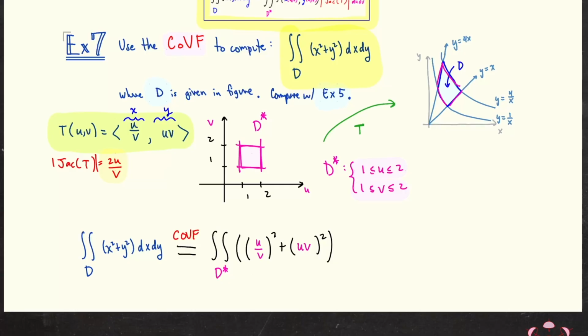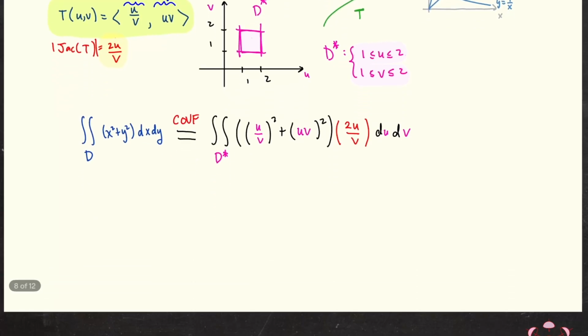Next up, we remember we have to do the Jacobian, so let's multiply that by 2u divided by v. And finally, we have the new variables, du dv, which we always take a minute to think: do we care about the order? So to answer that, we look at the domain of integration. Since D star is a box, well, I can write these in any order, okay, since we've got constant limits of integration by Fubini's theorem. Cool. All right, so that is the new integral.